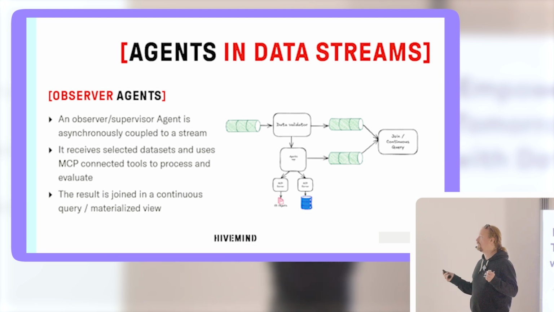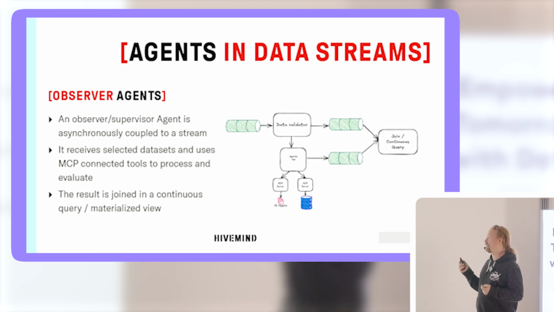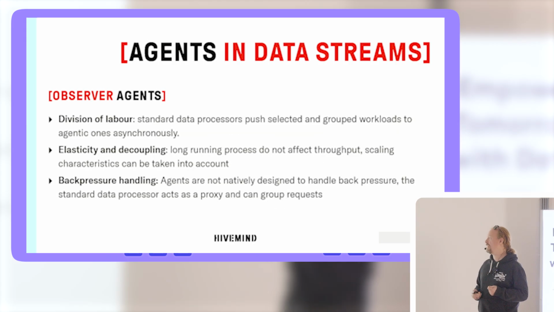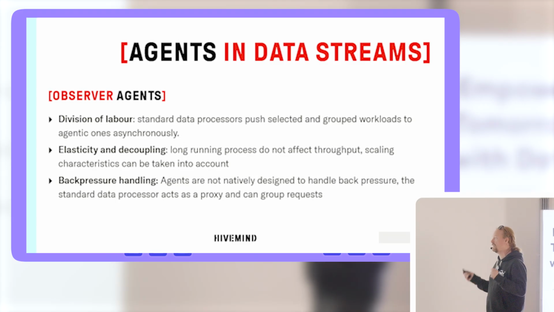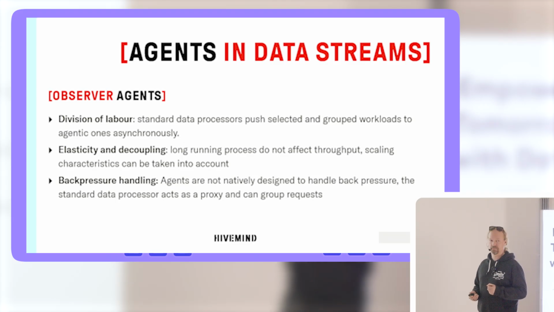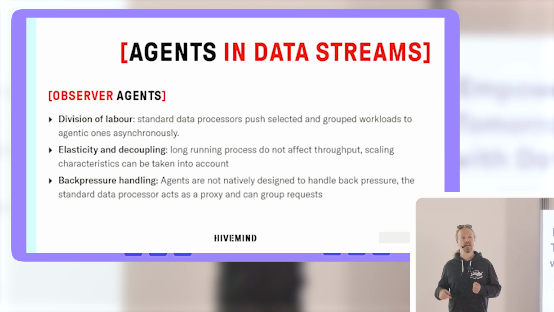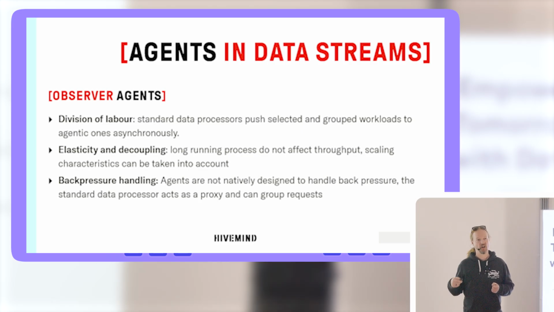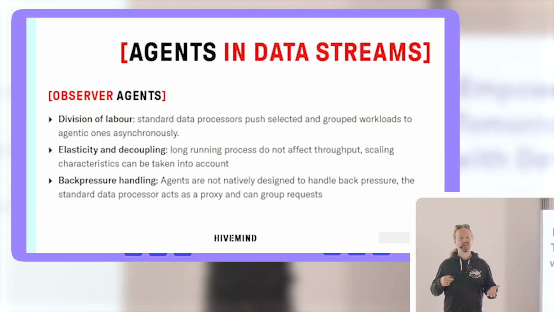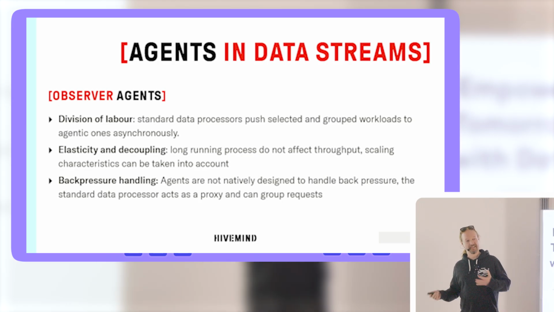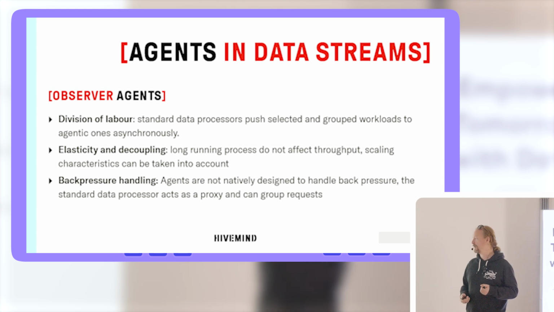So typical use cases here, where this characteristic is division of labor. Standard data processors push selected workloads to the agentic ones. All that is asynchronous. It's elastic and decoupled because long-running processes will not stop the line. You can continue to process your data pipelines as before, and the agentic applications do not affect that because they can basically run with their non-deterministic, wacky latency problems, and that will not hurt anyone.